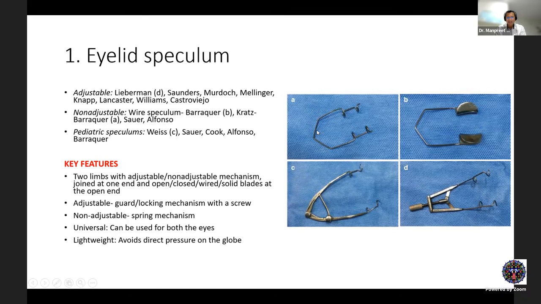What are the key features? So start by saying, sir, ma'am, this has got two limbs, with an adjustable or non-adjustable mechanism, which are joined at one end and open at the other end. The adjustable speculum has a locking mechanism with a screw, and the non-adjustable one has a spring mechanism. These speculums are universal, that is, they can be used for both eyes. These are kept lightweight to avoid direct pressure over the globe.